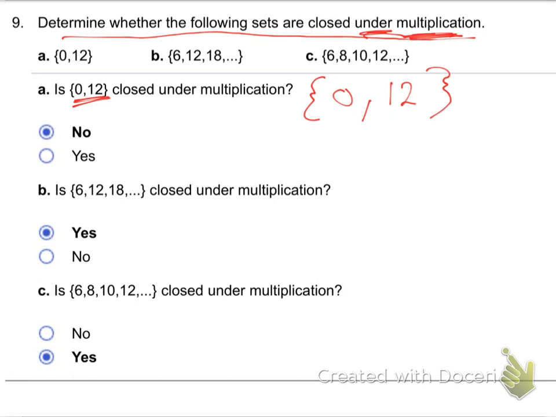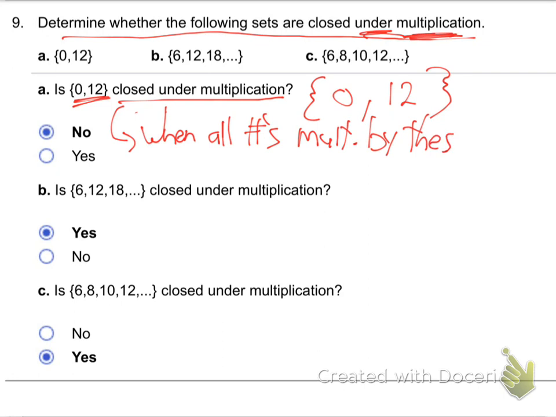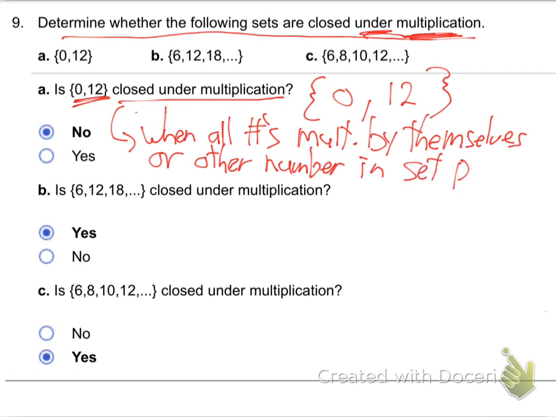Meaning, it's closed under multiplication when, sorry, I'm a little scribbly, when all numbers multiplied by themselves or other numbers in the set produce answers still in the set. It's closed. It doesn't get out of the set.